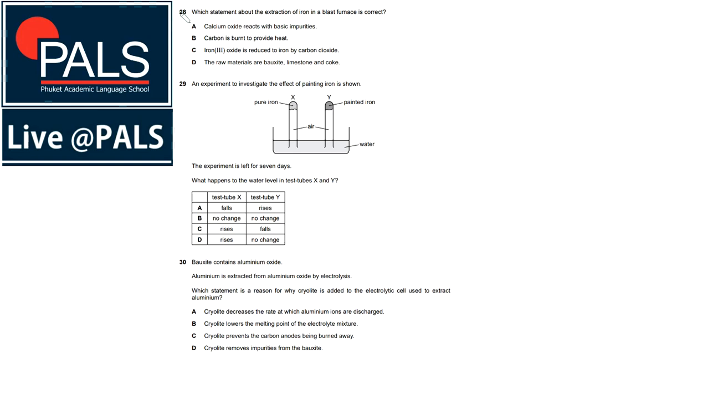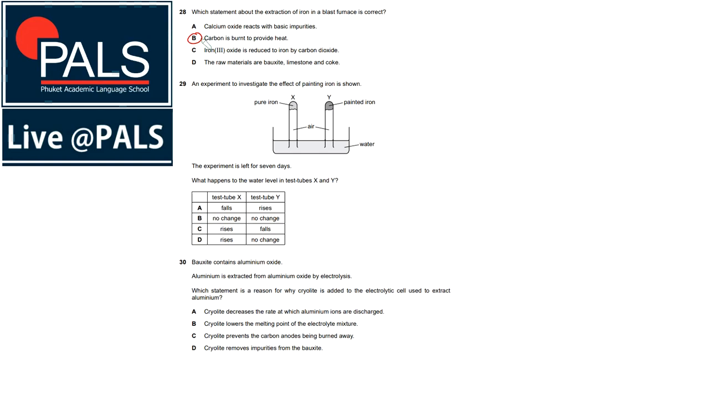We continue with 28. Which statement about the extraction of iron in a blast furnace is correct? Calcium oxide reacts with basic impurities. Carbon is burned to provide heat. Iron 3 oxide is reduced to iron by carbon dioxide. And the raw materials are bauxite, limestone, and coke. So the correct answer here is B.